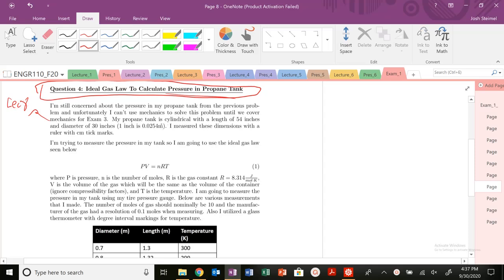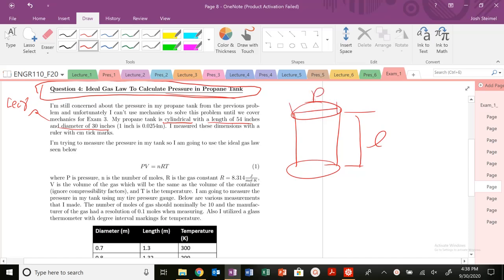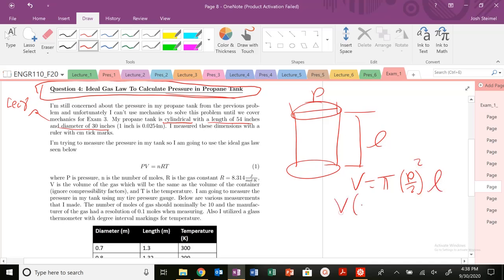So my propane tank is cylindrical with a length of 54 inches and a diameter of 30 inches. So this is my propane tank. It's cylindrical, so I have length, I have some diameter here. If that's the case, then I know that my volume is going to be equal to pi times r squared, or d over 2 squared, times L. So my volume is going to be a function of d and L.